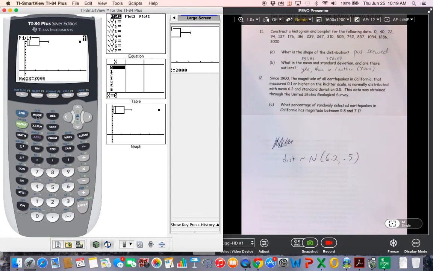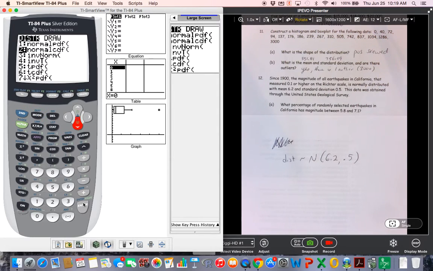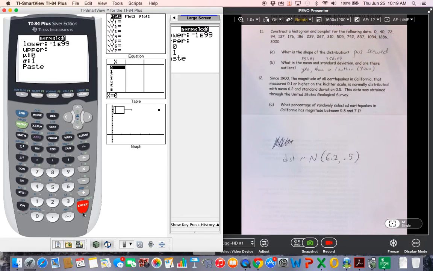Guys, this is an easy problem. Hit second function, quit. Get out of the previous problem. Go to distribution. Use normal CDF. So we want between 5.8 and 7.1, so in these situations you don't have to worry about any E99 or negative E99. Mean is 6.2 and standard deviation is 0.5. Don't have to divide out by sample size because it doesn't say anything about percentage or probability of a mean or average. This guy's answer: 0.7522.